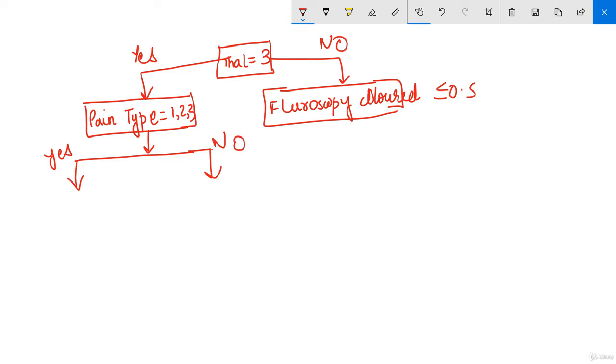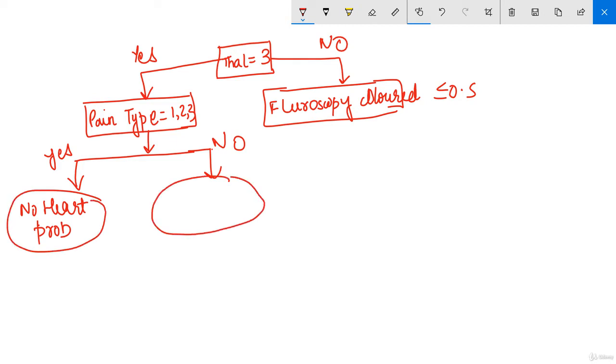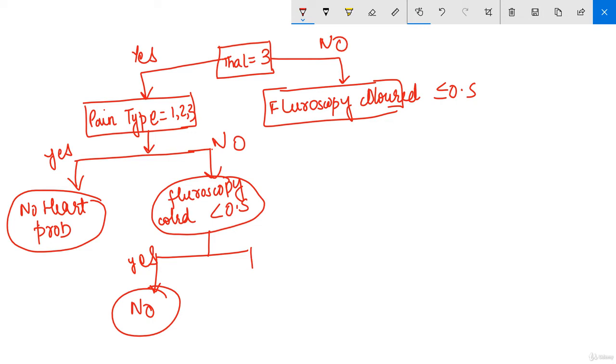Yes, no. So there is no heart problem. If pain type is not among 1 to 3, again you have to go for fluoroscopy colored, which is less than 0.5. If it comes to be yes, there is no heart issue. If it comes as no, there is a heart issue. I don't know what's happening here, but it's a good example to explain decision tree.